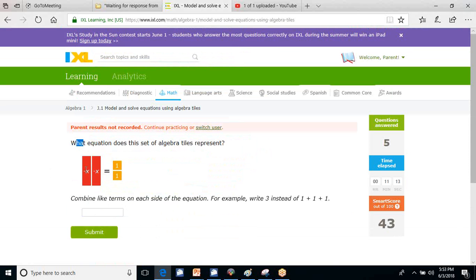So you have x minus x plus another minus x. So that's minus 2x, right? Yes. And that is equal to what? No, you have one tile plus another tile. Oh, we're supposed to plus them. So that's equal to 2.